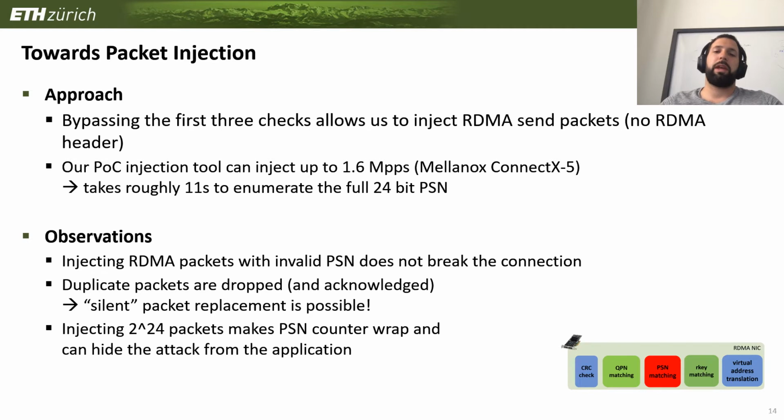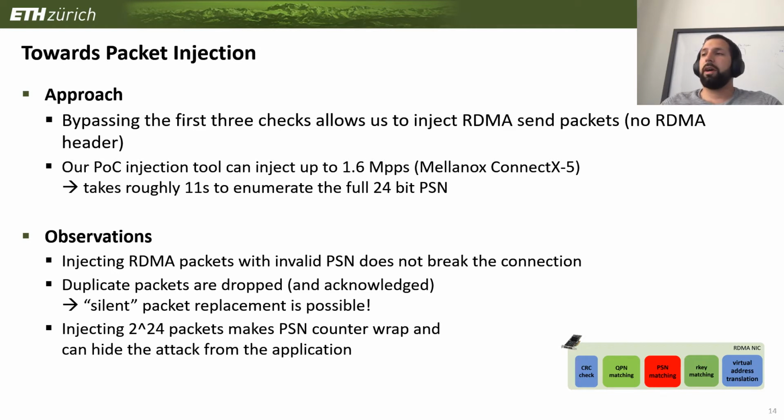Now that we bypass the first three checks, we are able to inject packets using RDMA Send. We implemented a proof of concept injection tool, and we can inject up to 1.6 million packets per second using a Mellanox ConnectX-5 card. This is done purely in software, and it takes us roughly 11 seconds to enumerate the full 24-bit packet sequence number.